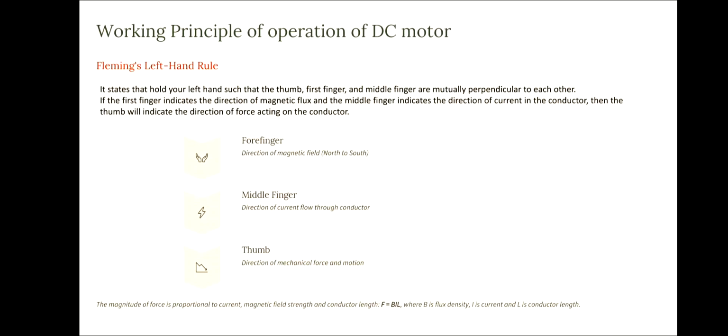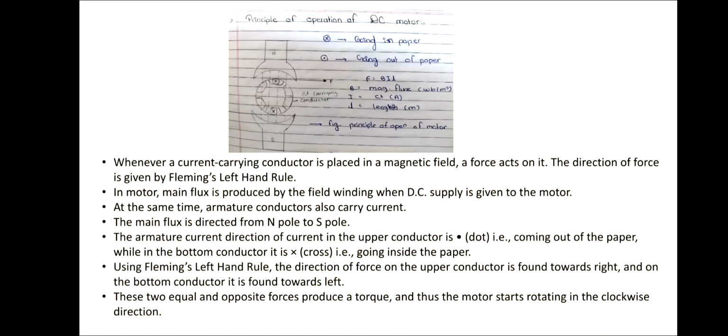Fleming's left hand rule in short says that the forefinger indicates the direction of magnetic field, that is north to south, the middle finger indicates the direction of current flow through the conductor, and the thumb indicates the direction of mechanical force. The mechanical force is proportional to the current, magnetic field strength, and conductor length. F is equal to BIL, where B is the flux density, I is the current, and L is the conductor length.